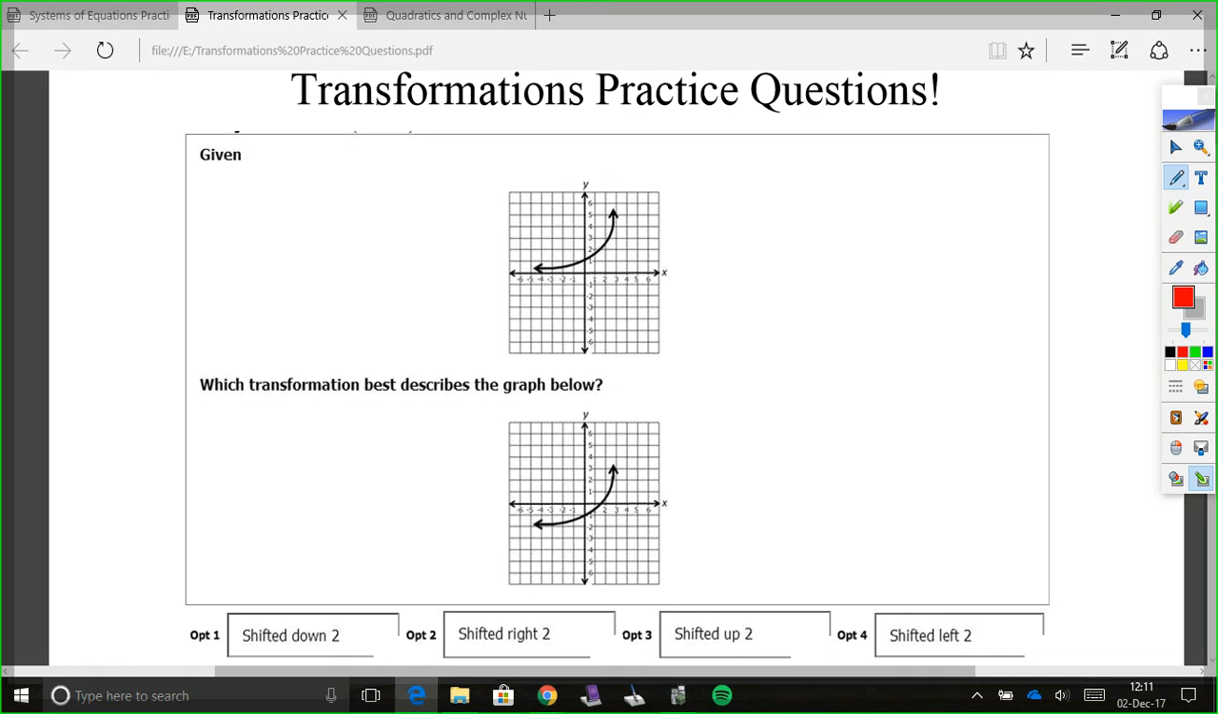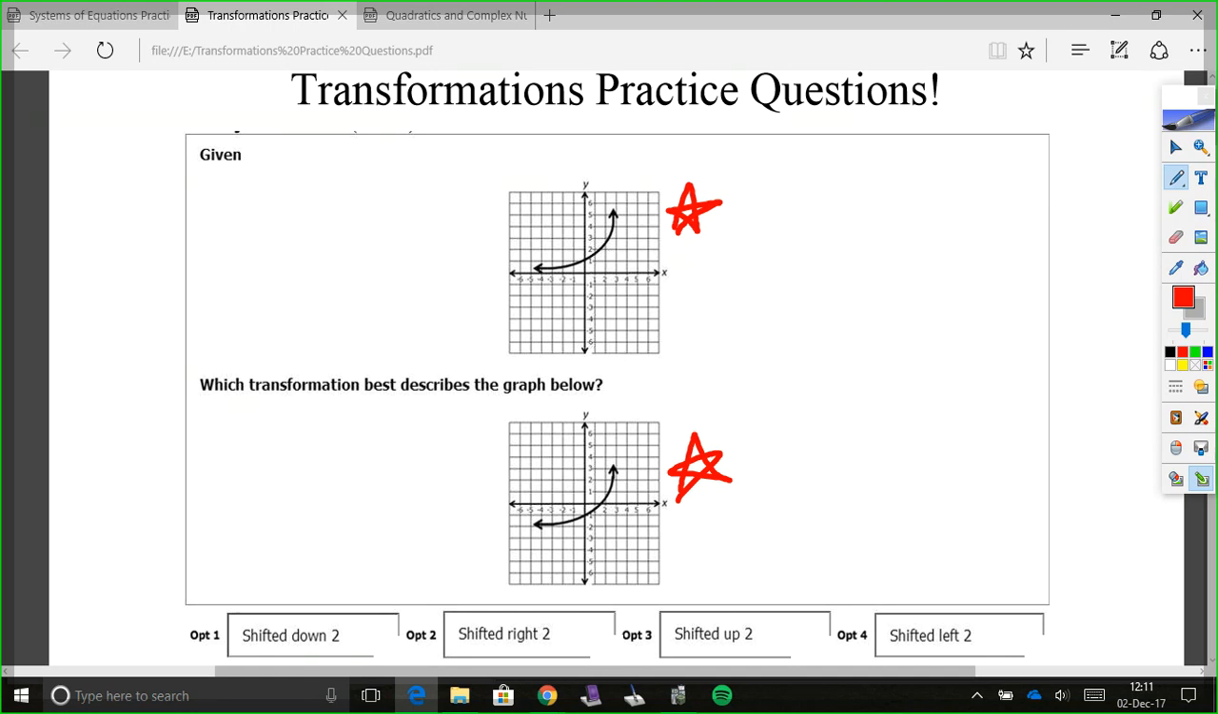Alright, but looking at number one, we're given this line here, this curvy little line. And we're asked which transformation best describes the graph below. So this is what we're starting with here, is this graph, and it's moving to this position. So how did it move? Did it shift down 2? Did it shift right 2? Did it shift up 2? Or did it shift left 2?